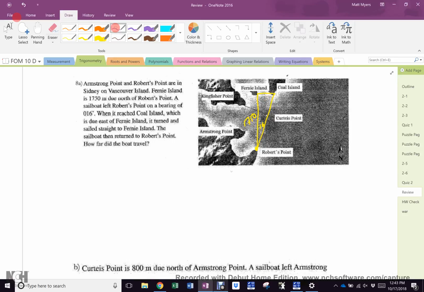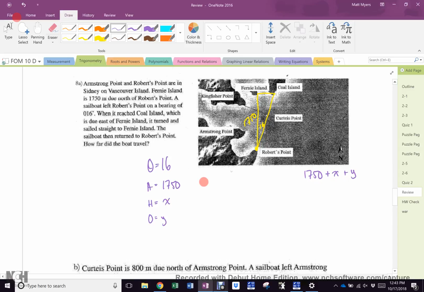Well, you know that you have a theta of 16. And you know you have an adjacent of 1,750. What do you need? A hypotenuse, which I'm going to call x, and you need an opposite, which I'm going to call y. And to answer this question, you must do 1,750 plus x plus y, correct? Okay, so how will I find x?